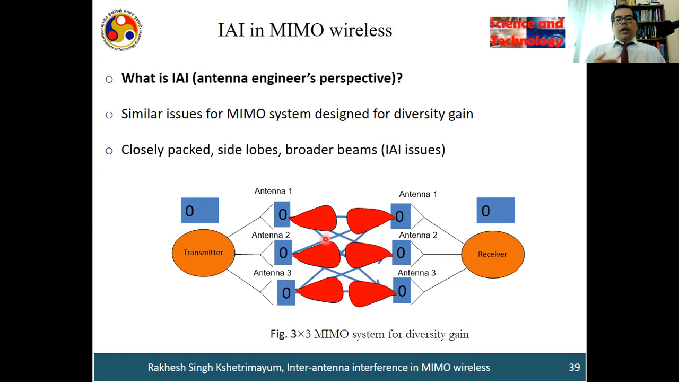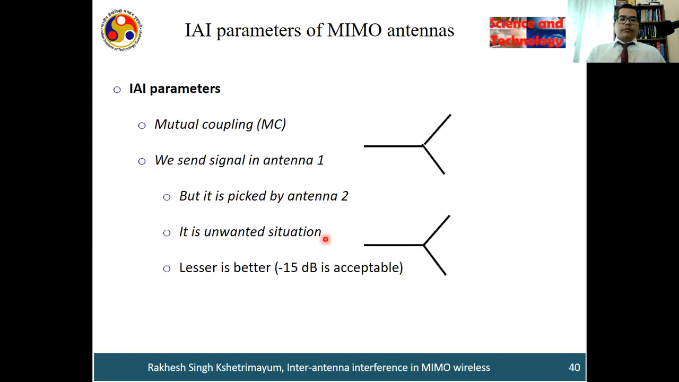So the onus lies on the antenna engineers to minimize this inter-antenna interaction. Antenna engineers design antennas such that this inter-antenna interaction is minimized. The parameter antenna engineers use for understanding this inter-antenna interaction is called mutual coupling.